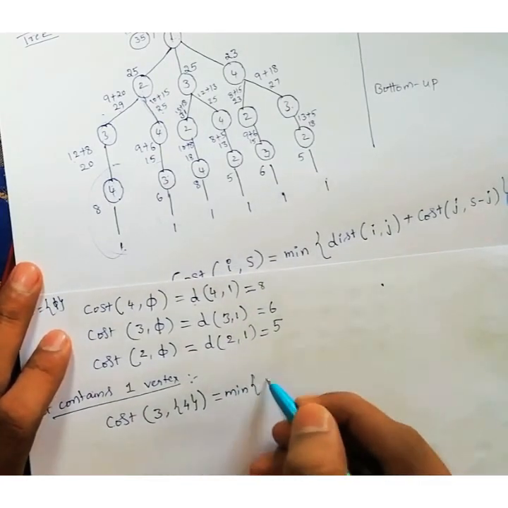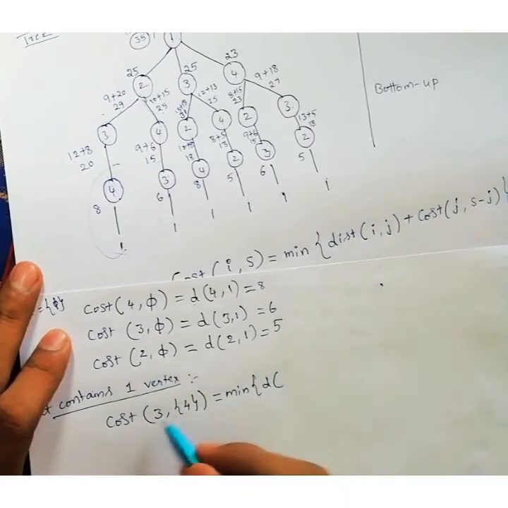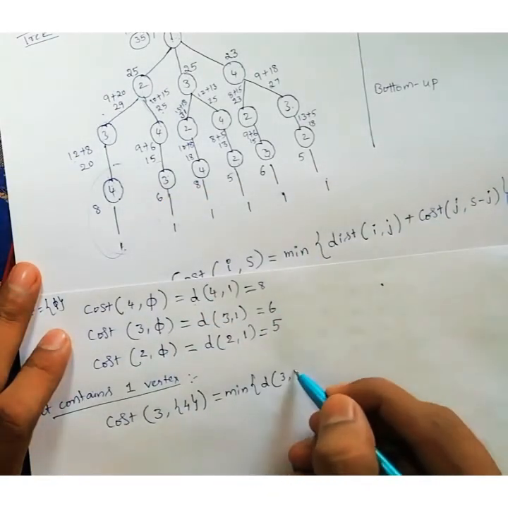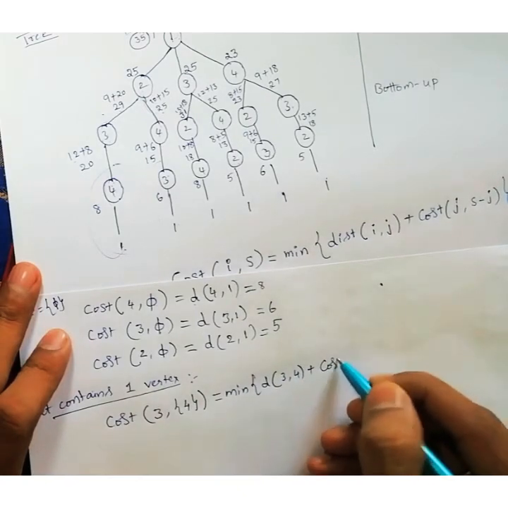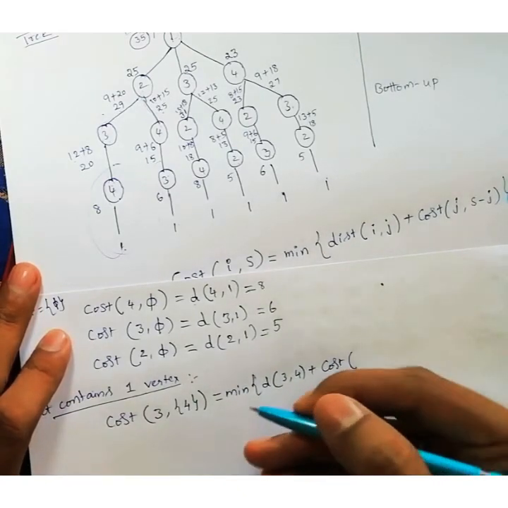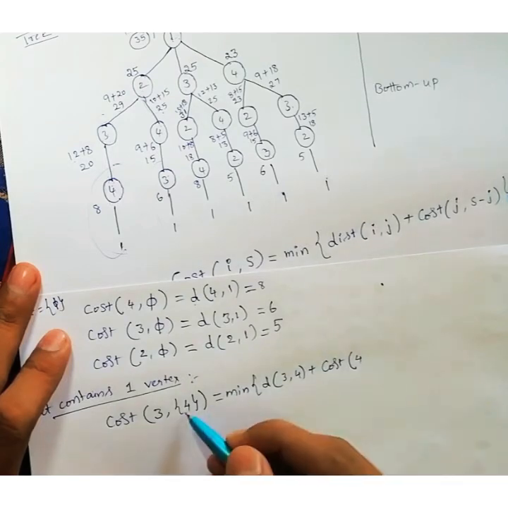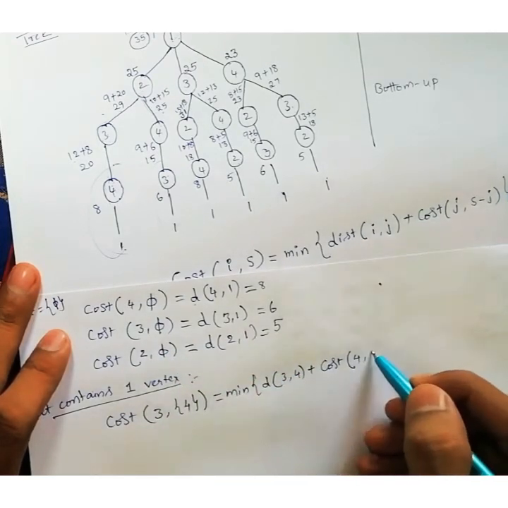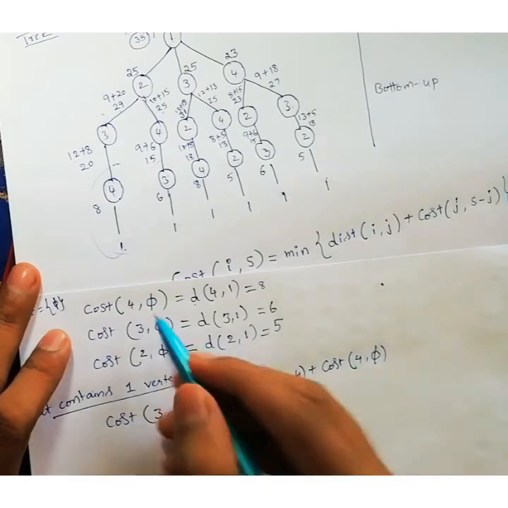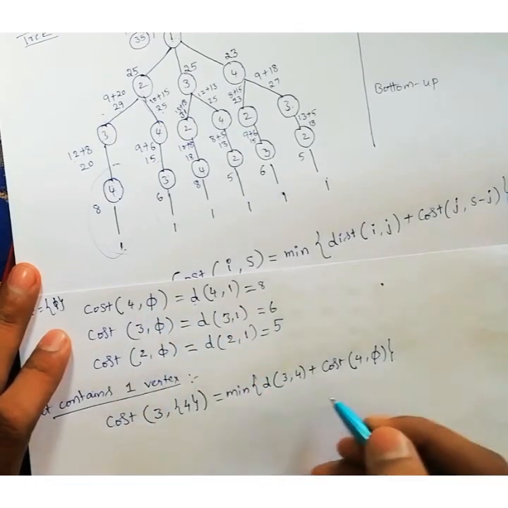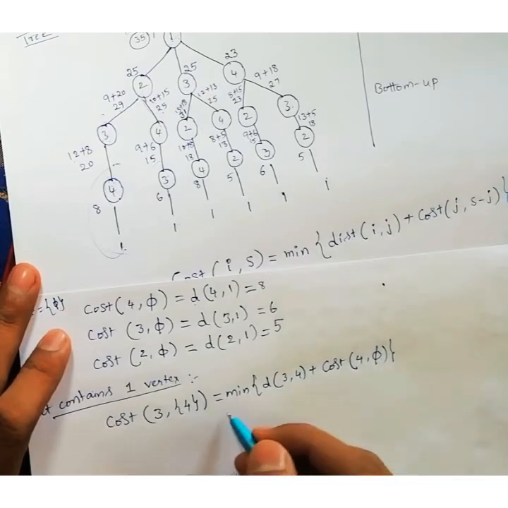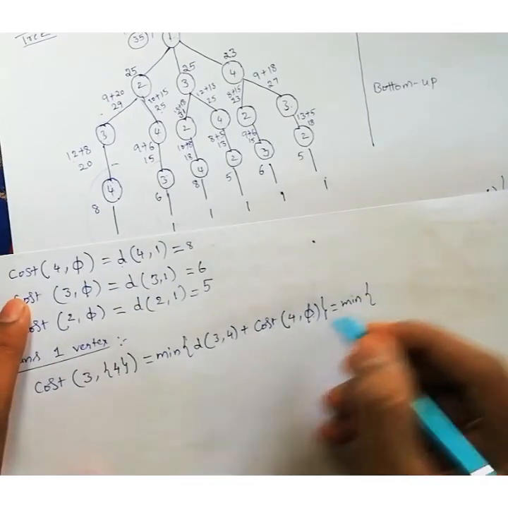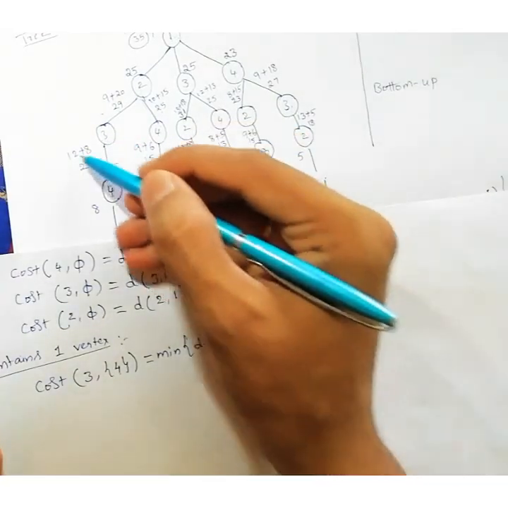Minimum of distance of I to J. What is the value of I here? 3, comma, what is the value of J? Next vertex, that is 4, plus what is the cost we already found in the previous step, that is cost of J, 4, comma, next nothing, that is nil or 5. So cost of 4 to 5, that is 8. So can you tell me now what is the minimum cost here? Here only I will write. So minimum of distance from 3 to 4. 3 to 4 distance is 12.